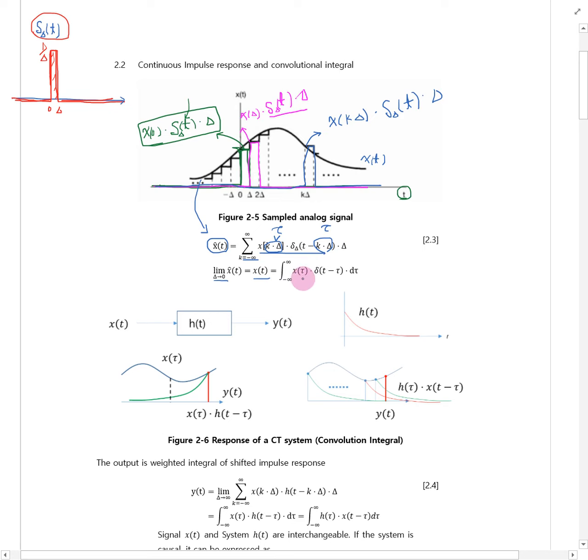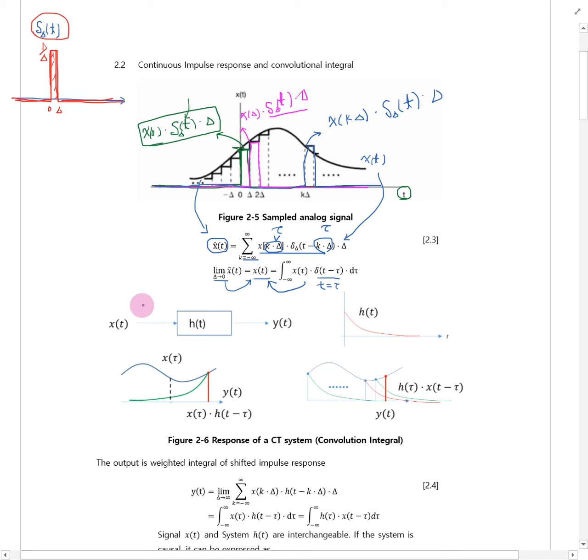By the definition of the delta function integration, it will be given like that, because delta(t minus tau) has a non-zero value only when t equals tau. Only at this time it is non-zero, at all other times it's 0. That's why after the integration it becomes this one. So at this moment you can think that x(t) can be decomposed into a summation of an impulse train. You can approximate x(t) by the summation of the impulse train.